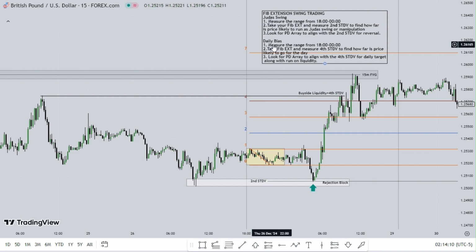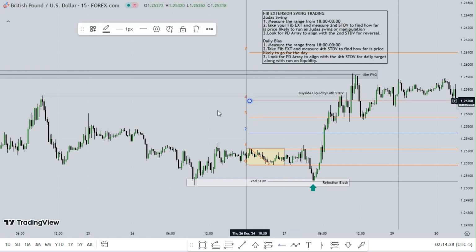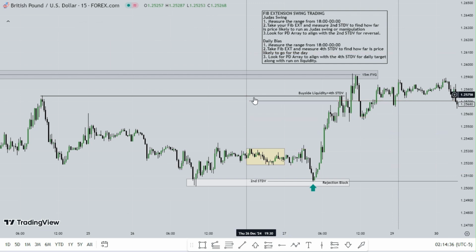The same rules apply. Measure the range from 18 hours to 00 hours, then take the fib extension and measure the fourth standard deviation to find how far the price is likely to go for the day. So here is the fourth standard deviation. I'm just going to mark it. Here it is. Then I'm going to remove my fib extension because now I've already marked the fourth standard deviation, which is right here. The next step is look for a PD array to align with the fourth standard deviation for daily target along with the run on liquidity.